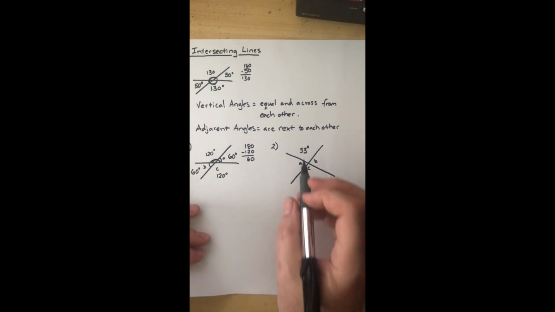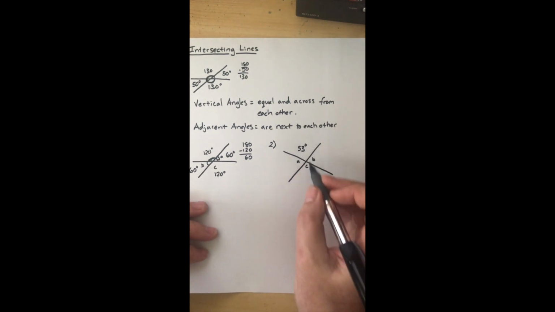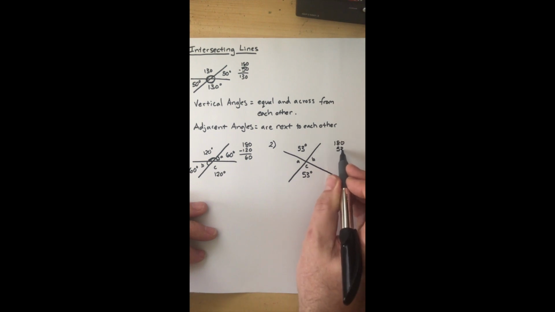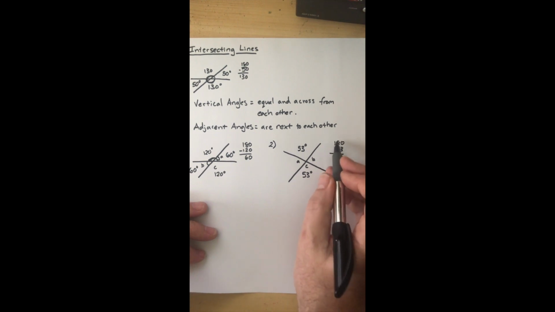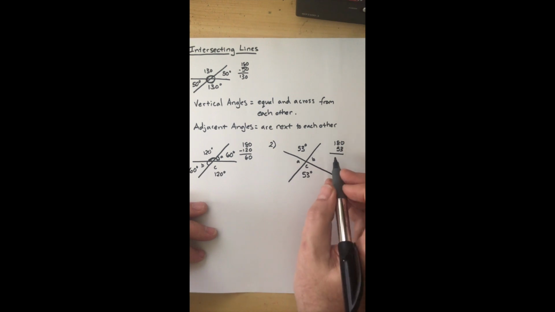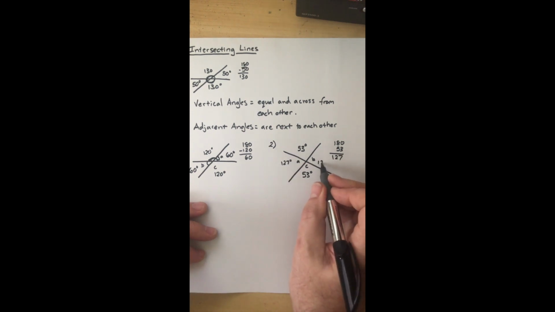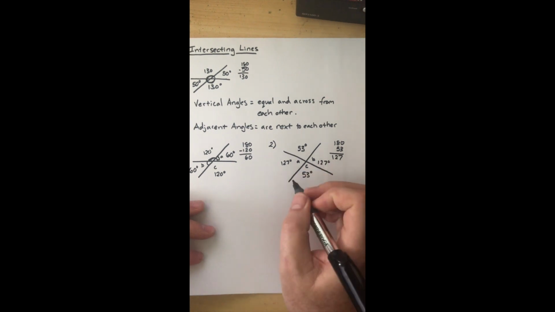Okay, here we go. Well, I already know that 53 and C are the same because of vertical angles. So this is 53 as well. This is poorly drawn now that I look at it. I'm going to subtract 53 from 180. Now if I take 5 away from 18, that leaves me with 13, which is 130. 130 minus 3, that's 127 degrees. Wow. And this is the same because of vertical angles.